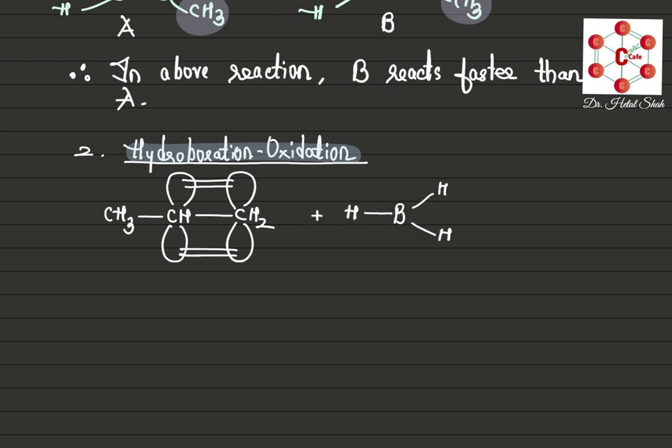And borane has an empty orbital. Why? Because the octet is not completed. Now, boron needs to complete its octet, and for that it will need to take electrons. So it would be acting like H plus. H plus was in need of electrons. This is also in need of electrons. It needs to complete its octet.